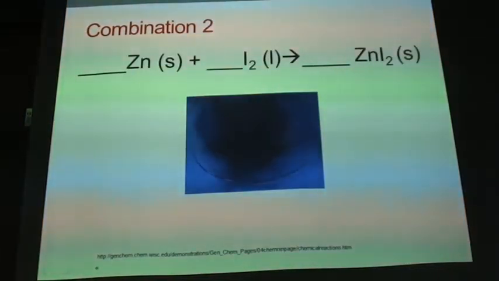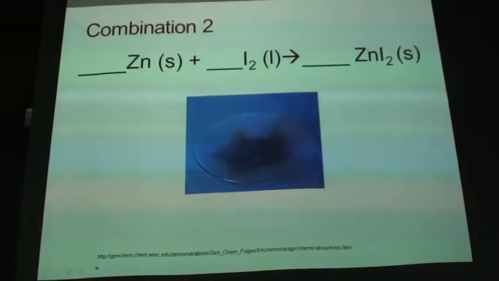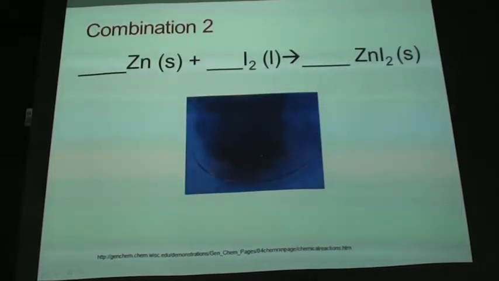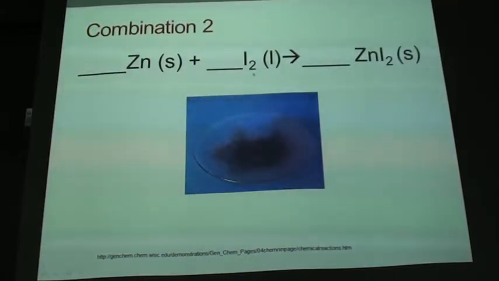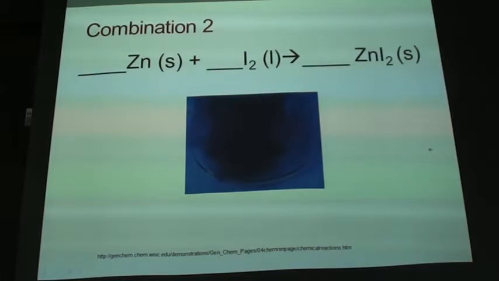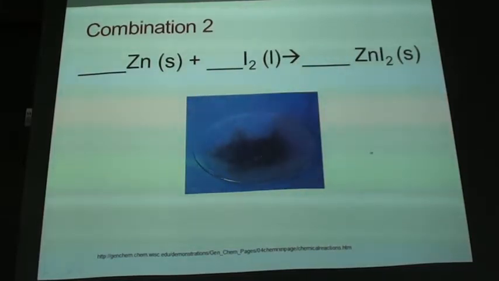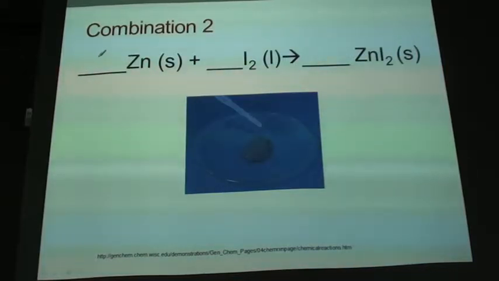All right, here's another combination. We'll wait for this to start from the beginning again. Here is the zinc powder, and someone is adding liquid iodine to it. It gives off some really nice poisonous purple vapor, and it makes zinc iodide. And once again, how should I do this? All one. It is already balanced.